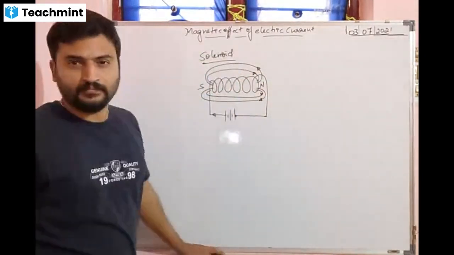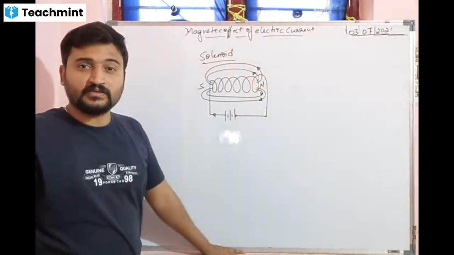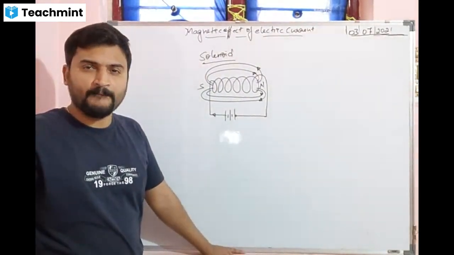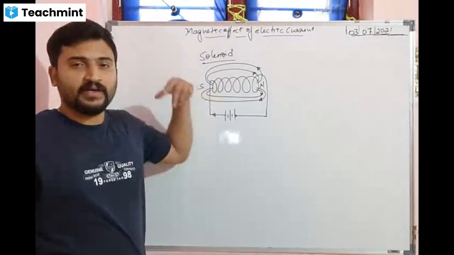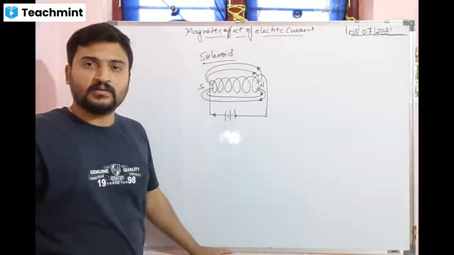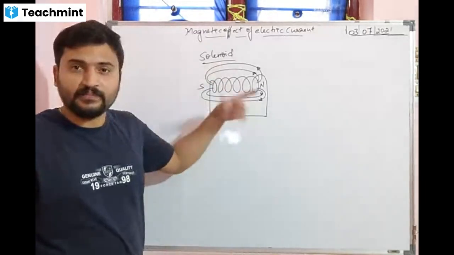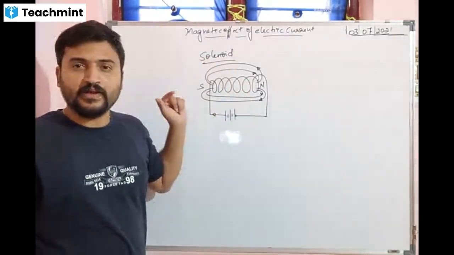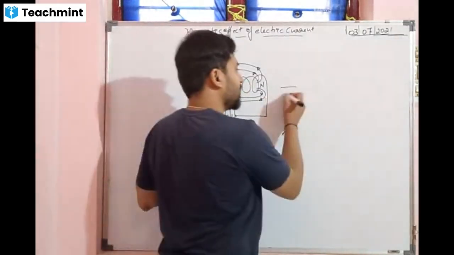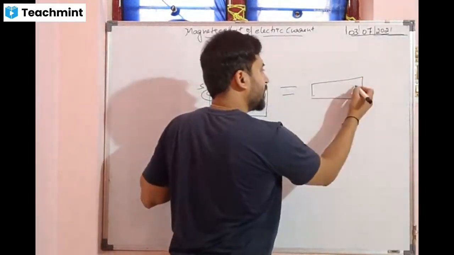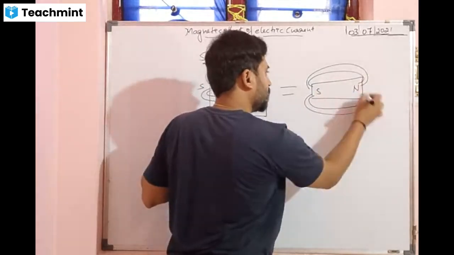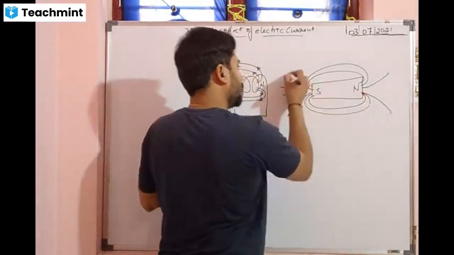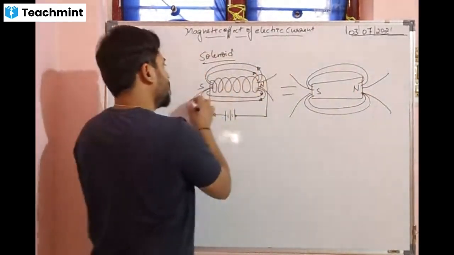So this is called a solenoid. What is a solenoid? First tell me what is a solenoid? It is a cylindrical shape. If wire is coiled to the cylindrical shape, such shape forms the solenoid, and this solenoid is nothing but a bar magnet only. It also behaves like a bar magnet.